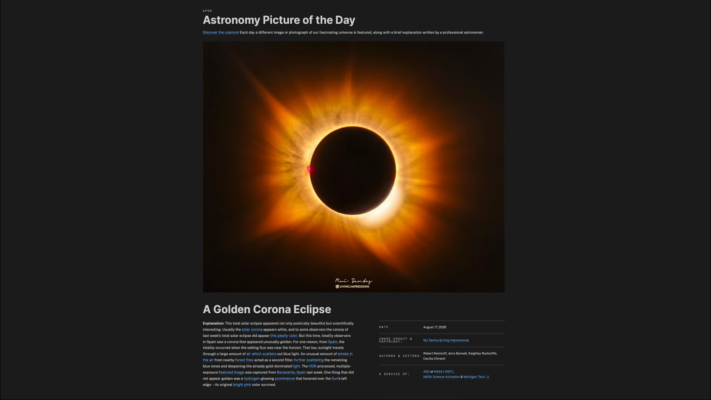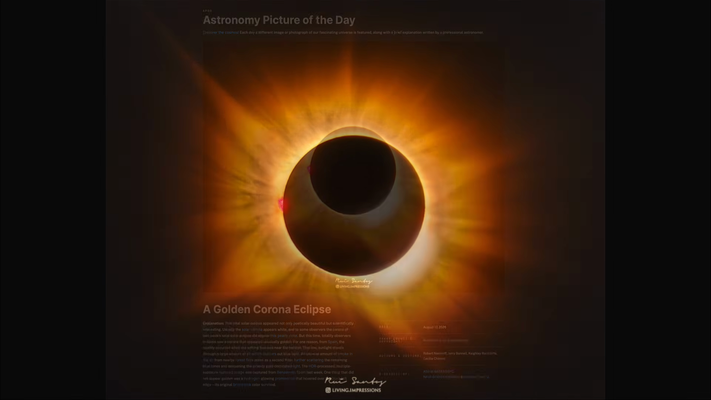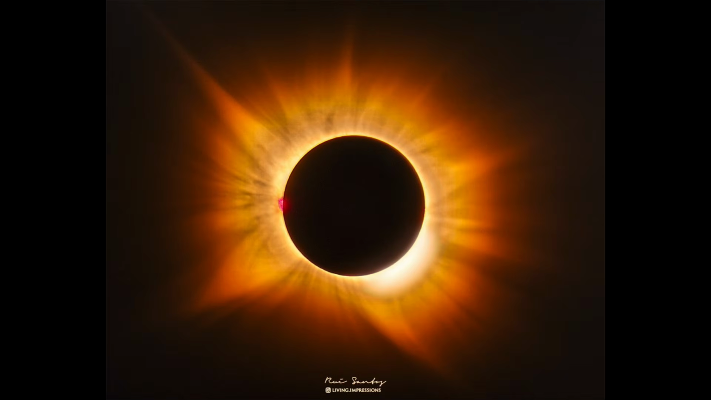Today's picture is titled A Golden Corona Eclipse. So, what do we see here? Well, here we see an image taken just a few days ago on August the 12th, showing the total solar eclipse that was visible from parts of the world, in this case taken from Spain.